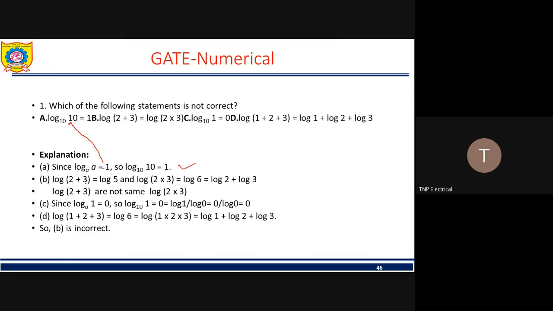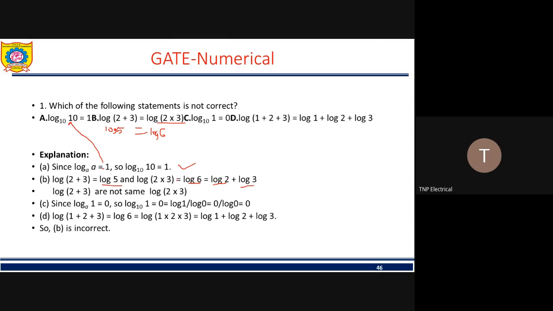log 2 plus 3. We all know that log of (2 plus 3) can be represented as log 5. Yes or no? But if you see the second part, log 2 into log 3, what will it be? Log 6. That log 6, or log of 2 into 3, can be written as log 2 plus log 3. Yes, the product form we can represent now.